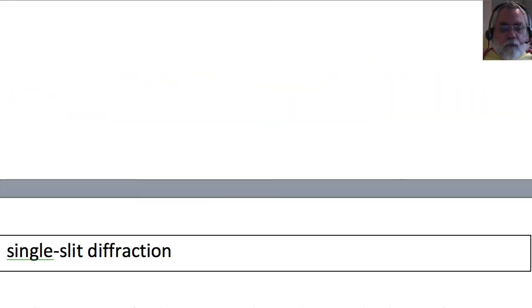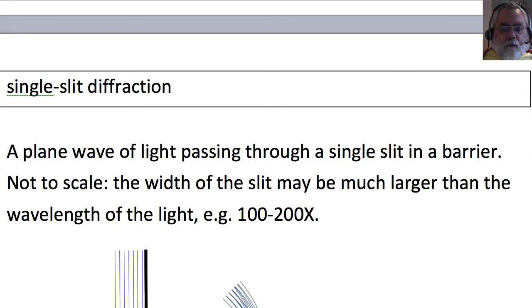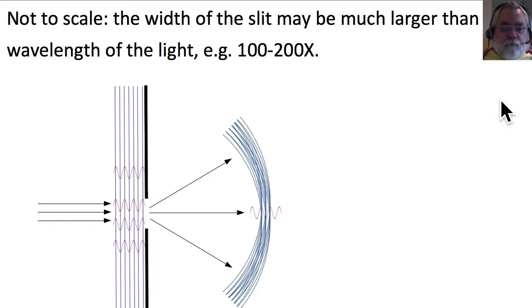Now we're going to look at single-slit diffraction. A plane wave of light passing through a single slit in a barrier. Now, this diagram is not to scale. The width of the slit might be small, it might be a few wavelengths of light, but it might be much larger than the wavelength of light. It might be 100 to 200 times larger.